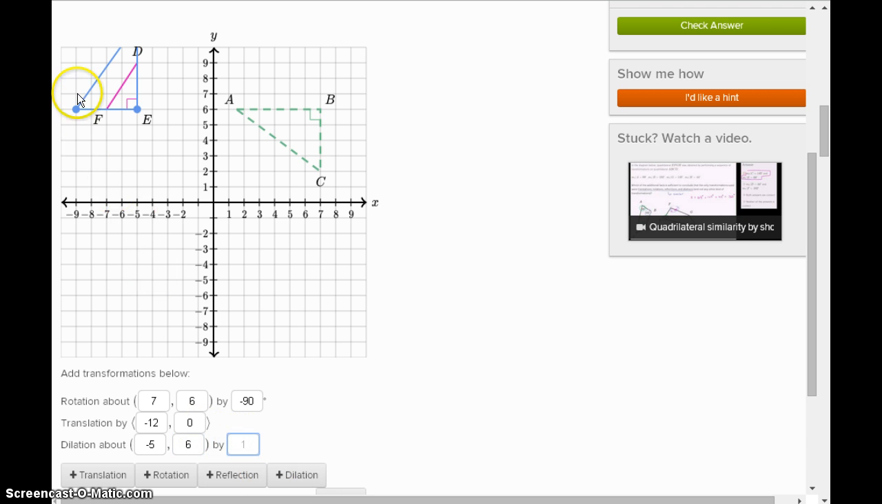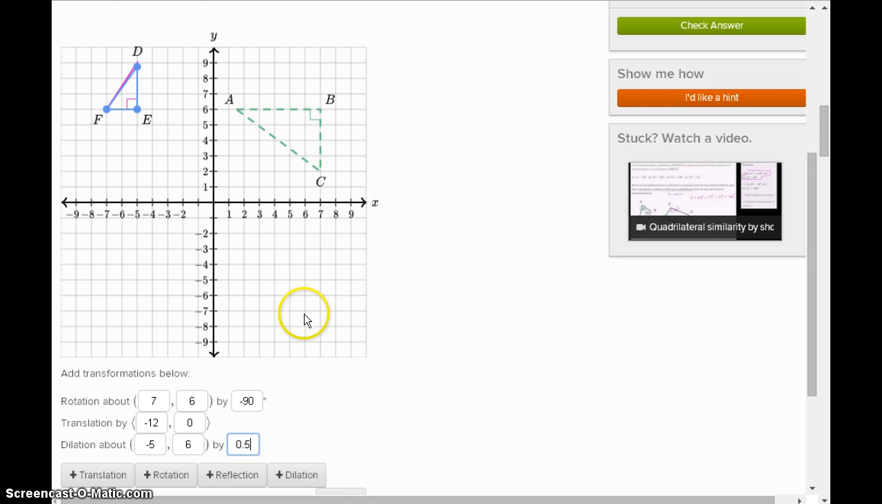And my dilation, well, remember, it's new over old. So my new measurement is 2 length units here. I can see 2 units that I go here, and my old was 4. So 2 over 4 is 1/2. So I put 0.5. That's a half.